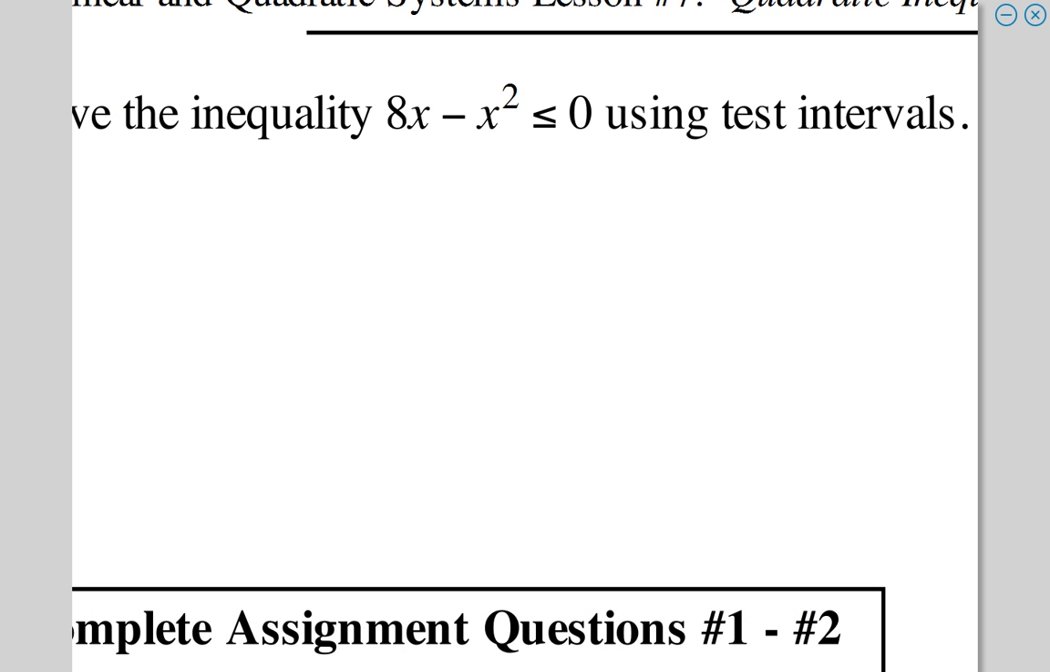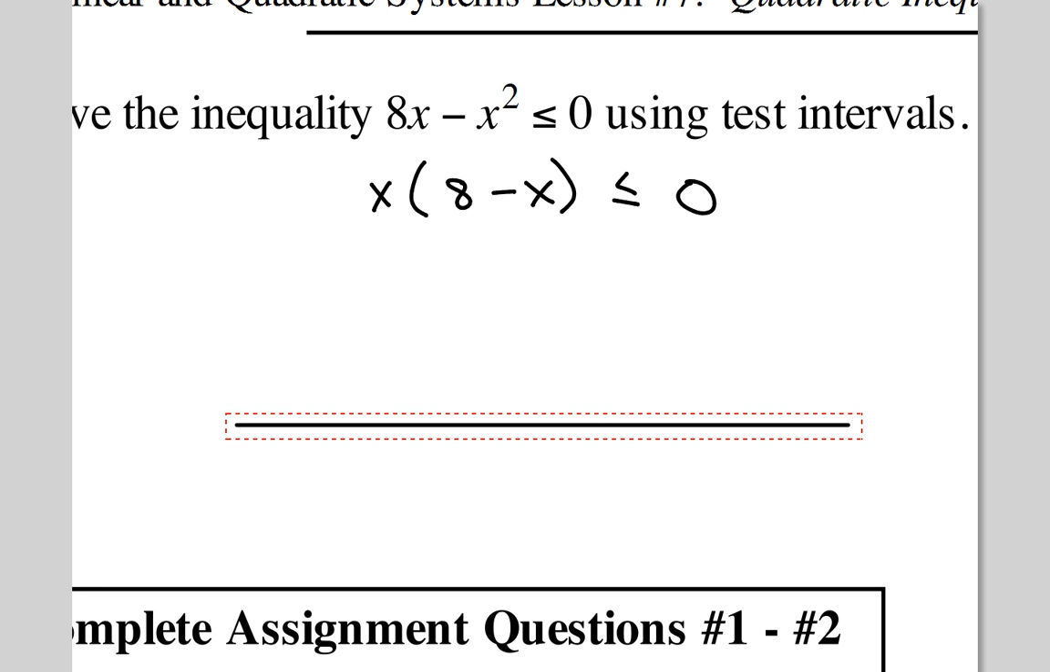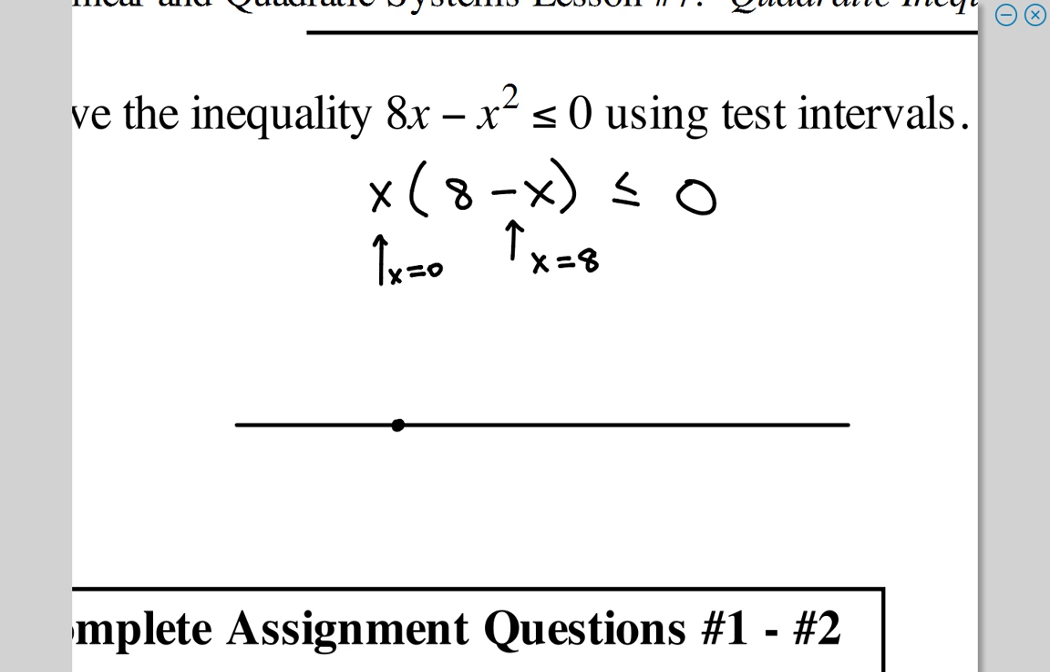Okay, let's look at this one. Can this one be factored? Take out x, and you get x times 8 minus x less than or equal to 0. Okay, what are the two zeros? 0 and 8. Okay, good. Draw a line. So this one would give us x = 0, and this one would give us x = 8. Put those two in.